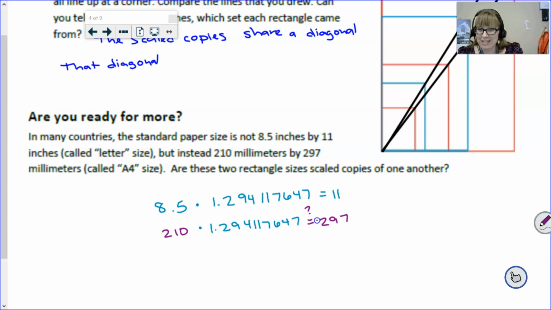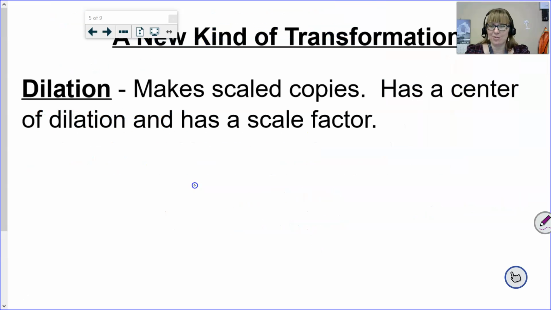And we can see that we only get 271. So we are not getting that same relationship that we saw before. If we want to calculate and figure out exactly what number that would be, again, I don't know how to go forwards, so I would work backwards. 297 divided by 210 is a big long ugly decimal of its own, but it is not the same big long ugly decimal that we saw in our other relationships. So that's interesting to note that although we have these different sizes of standard paper, they're not scaled copies of each other. That had me really interested.